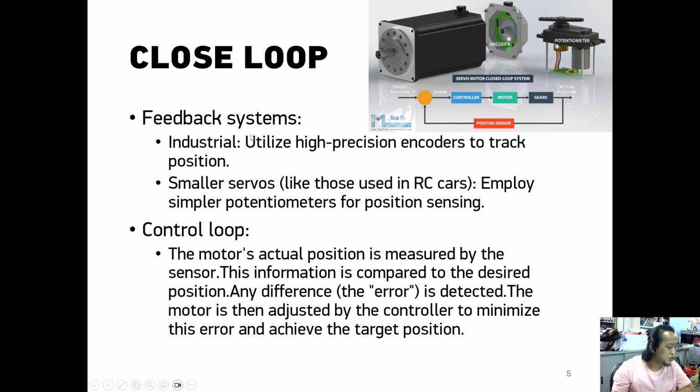As I mentioned before, for the industrial, we utilize high-precision encoders to track position, and for RC cars, something like that, we employ only a potentiometer. And the control loop is: the motor's actual position is measured by the sensor. This information is compared to the desired position, and any difference or error is detected. The motor is then adjusted by the controller to minimize this error and achieve the target position.